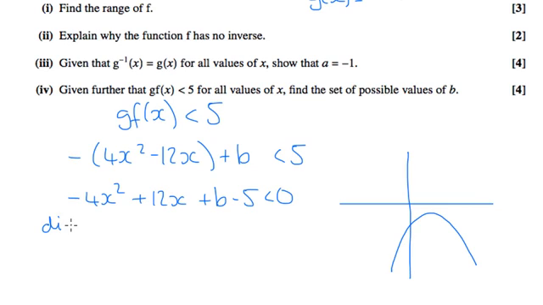And we know that if a graph doesn't have any solutions, then its discriminant will be negative. So we know that the discriminant of this quadratic here must be negative, since there are no solutions.